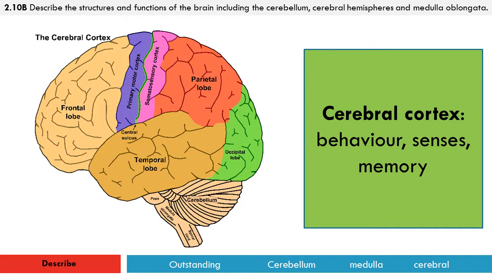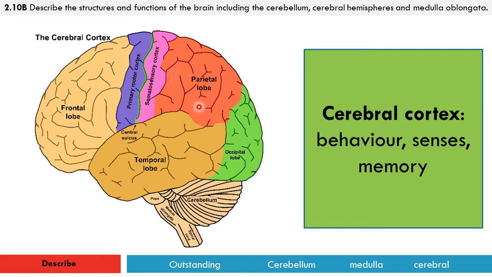The cerebral cortex is split into two, and these are called the cerebral hemispheres. Now, the cerebral cortex has a primary function of determining our behavior, being able to sense, being able to remember. For example, the front of the brain, the prefrontal cortex, which is just up here, and the frontal lobe, is responsible for being able to smell and for emotions and personality. So this whole area is responsible for emotions, personality, learning, being able to smell.